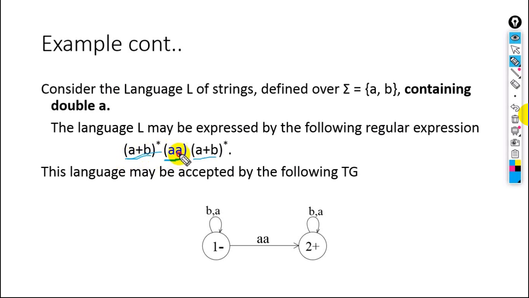So this is a regular expression, and for this regular expression, how will we make the TG? Yeah, we can say transition graph. Look at this. Here we have containing double A.